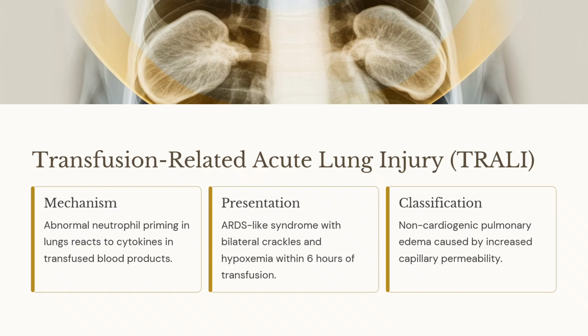So this is the key point over here. When the lung injury occurs within 6 hours, ARDS-like syndrome that occurs within 6 hours of transfusion, then it is known as TRALI. So this is not cardiogenic. This is a non-cardiogenic pulmonary edema because the heart is totally normal. But still we do have a pulmonary edema because of the increased capillary permeability. Why do we have increased capillary permeability? Because the neutrophils are attacking its own body because of the abnormal reaction that is produced to the cytokines that are present in the transfused bag.